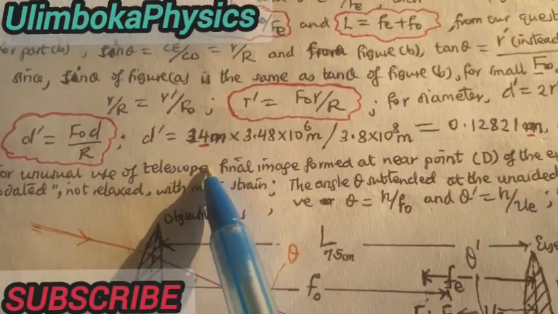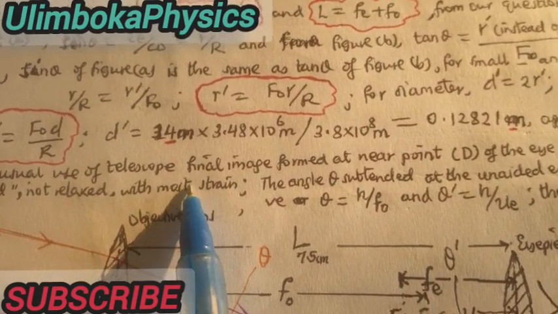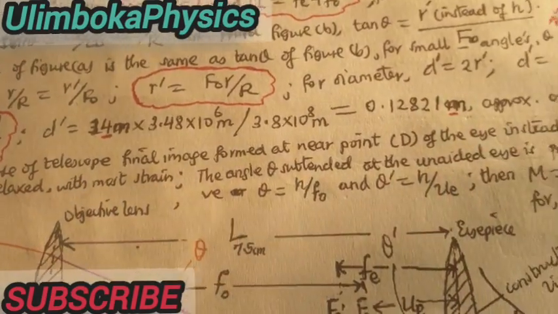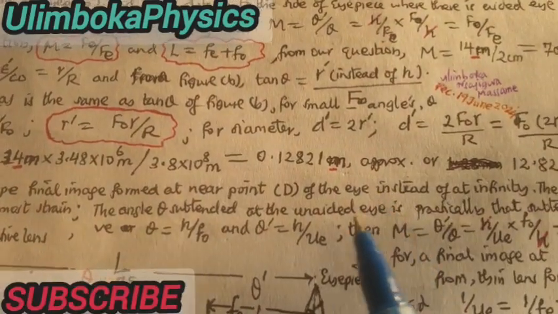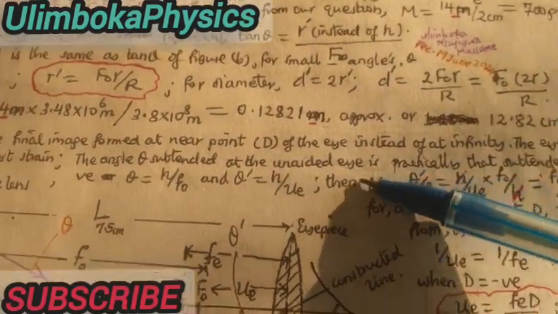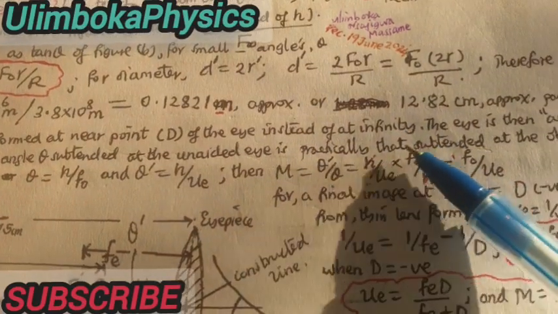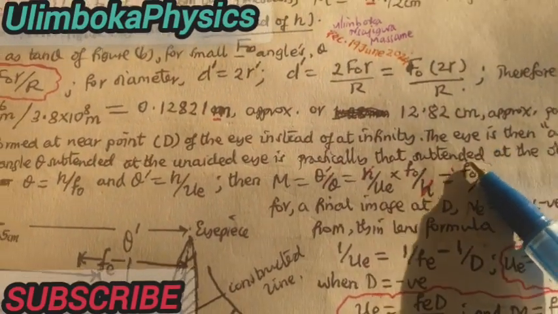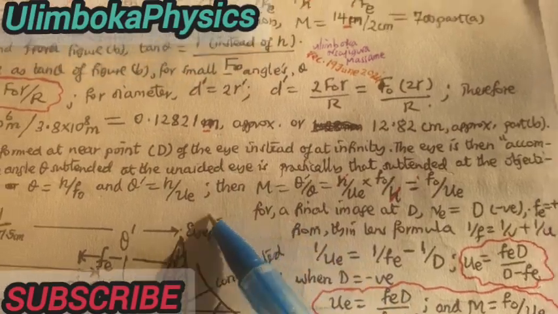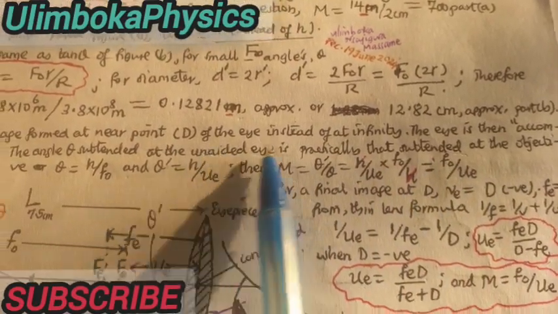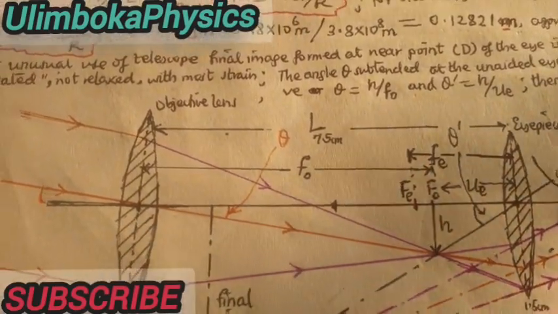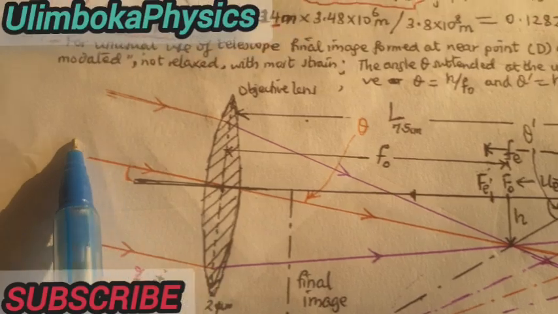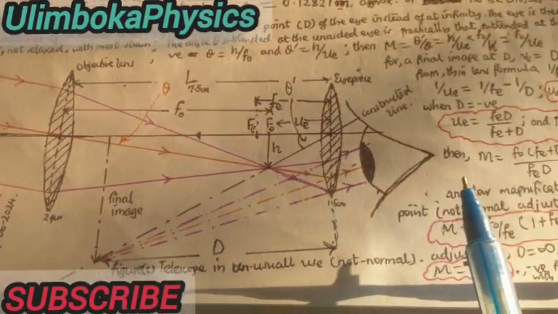For unusual uses of telescopes, the final image must be formed at the near point. Remember, this is the unusual way of using the refracting telescope. Here our eyes are accommodated and strained, not relaxed. Therefore, in this case the image is formed at the near point instead of the far point.